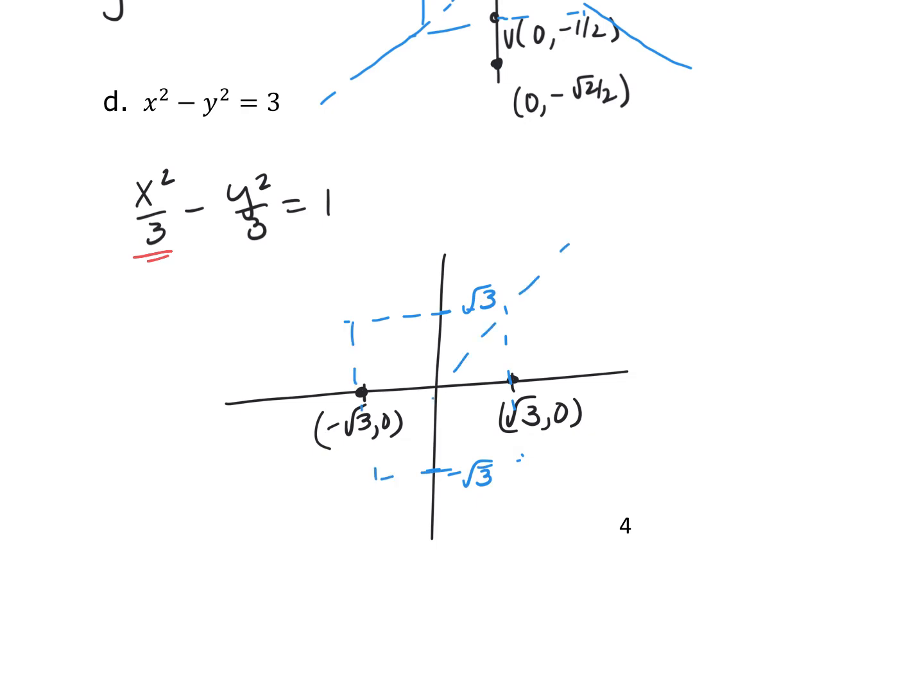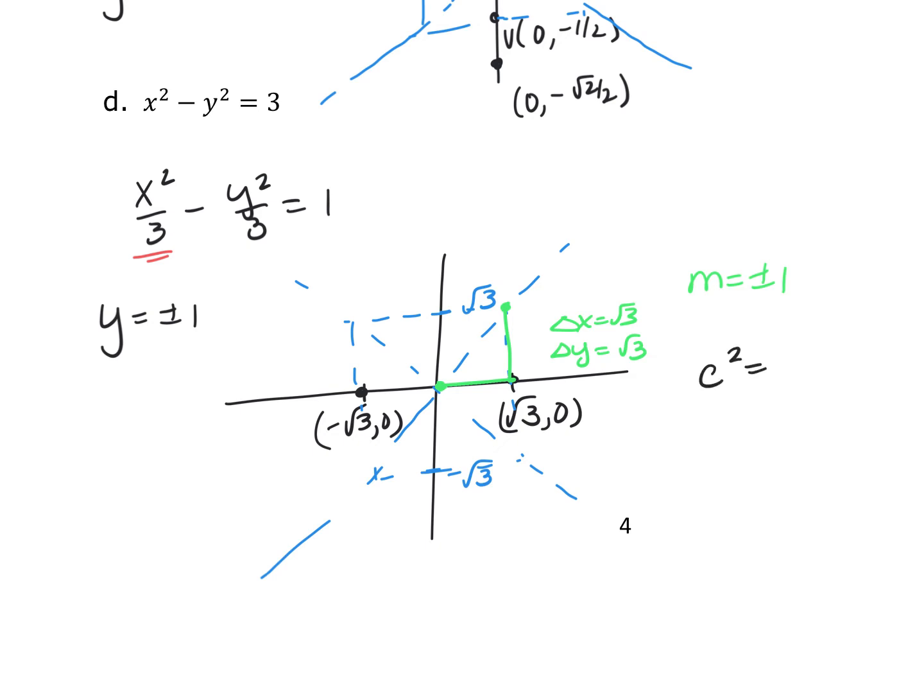I'm going to go ahead and draw my asymptotes corner to corner through the center. Again, my delta x and delta y. My delta x is equal to the square root of 3. My delta y is equal to the square root of 3 from the center to the corner. That's how I find my slope. So my slope is, again, plus and minus 1. So my asymptotes are y equals plus and minus x. We like that.